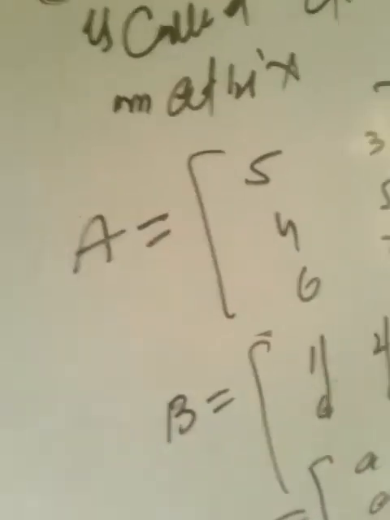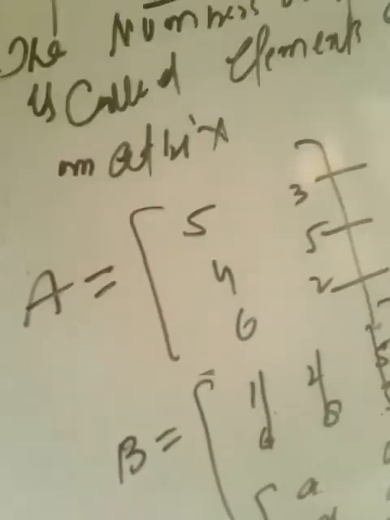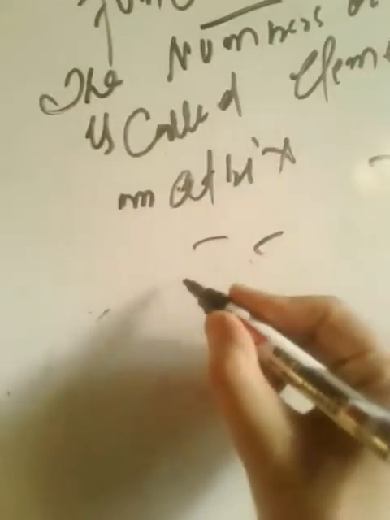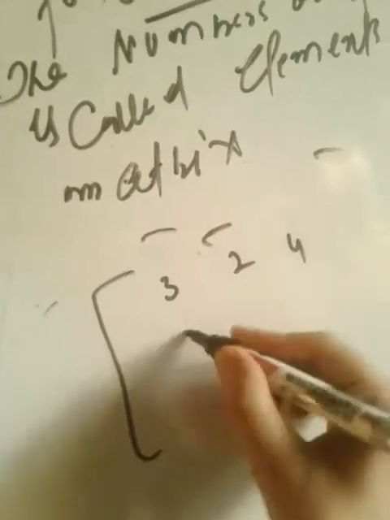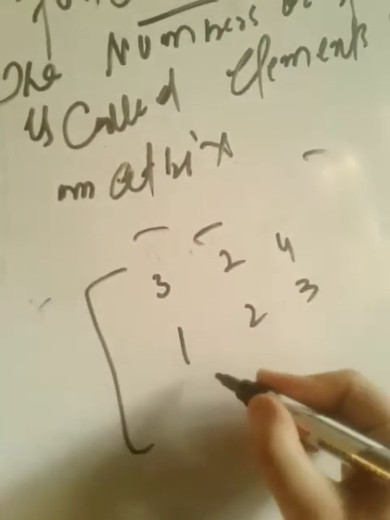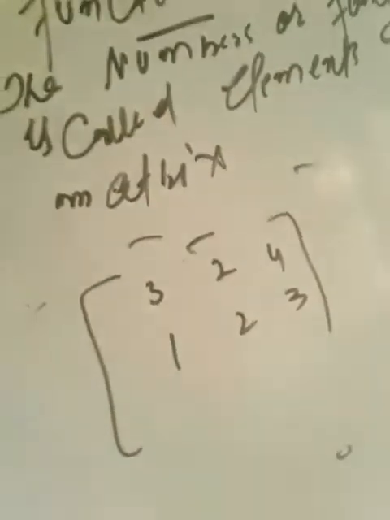We will do one more thing here: the order of a matrix. The order is very simple. The order of a matrix is defined by simply the number of rows and number of columns. So the order of a matrix is m rows and n columns, we can say. Suppose I will give you an example: 3 2 4 1 2 3.